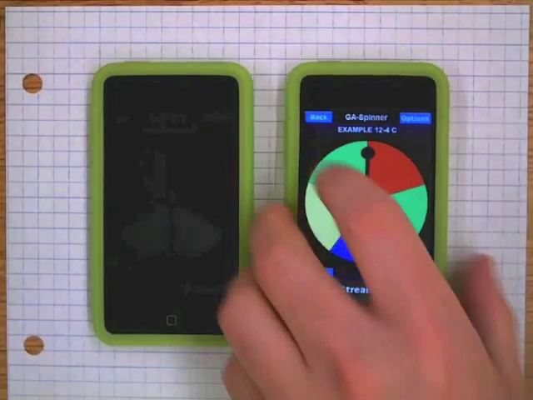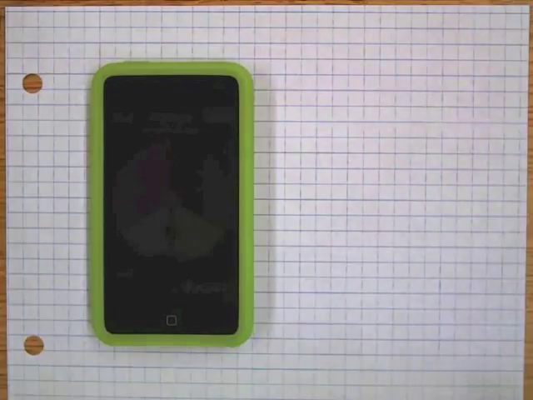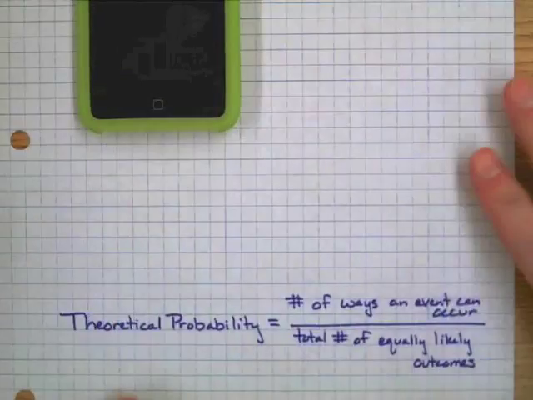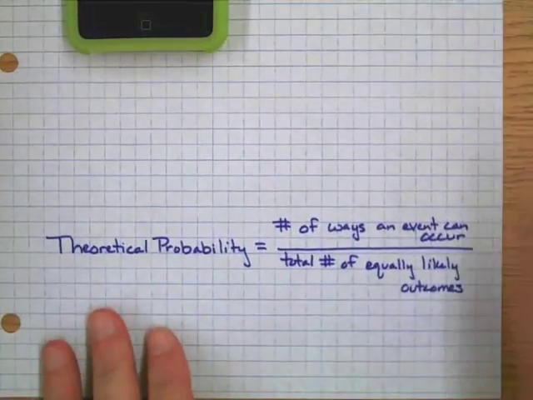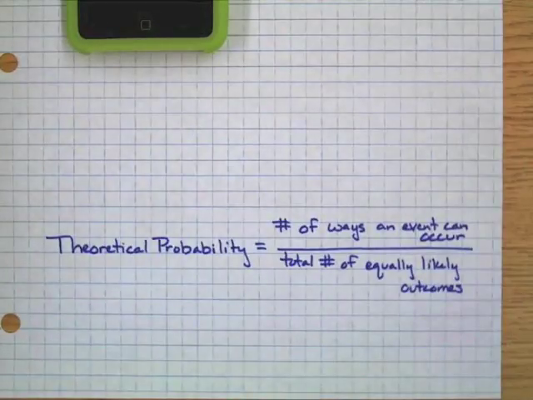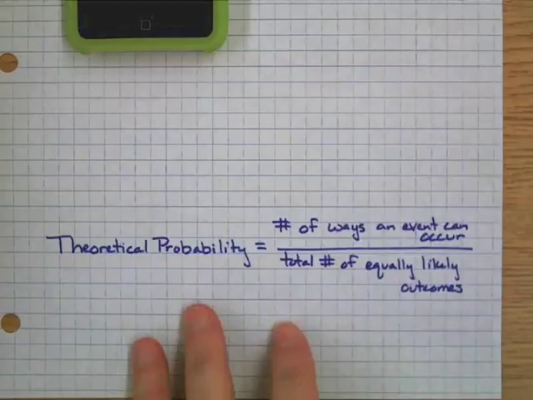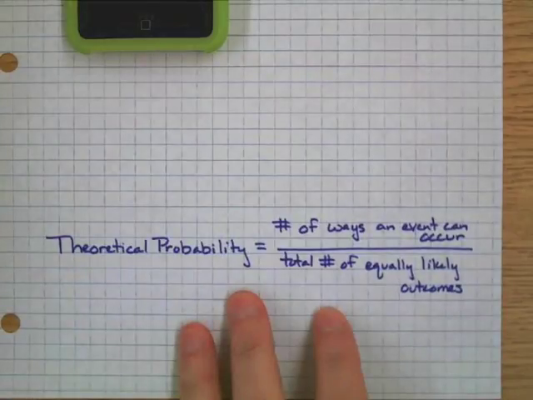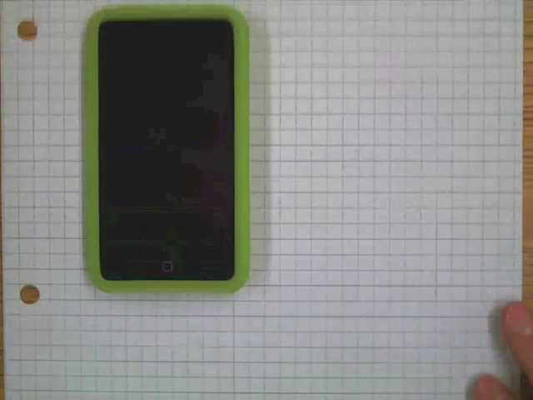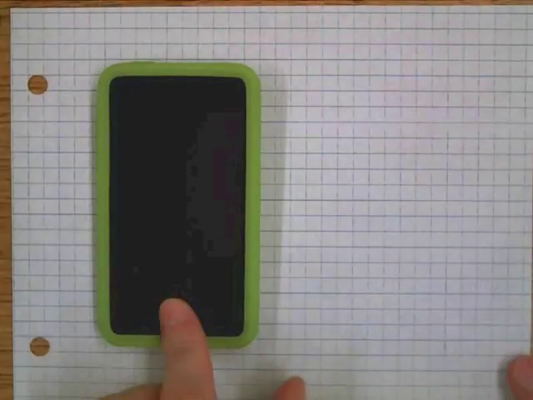So theoretical probability, how would we determine that? Well, here is sort of what we would do. The theoretical probability is equal to the number of ways that an event can occur out of the total number of equally likely outcomes. So what does that mean? Because that seems really kind of confusing. So let's take a look at an example of what this actually means and what you do to actually use this information. Let's go back to our spinner up here.